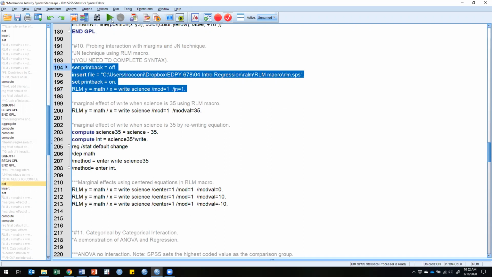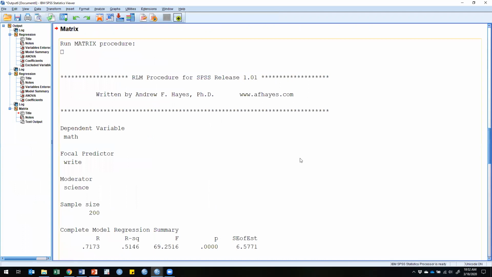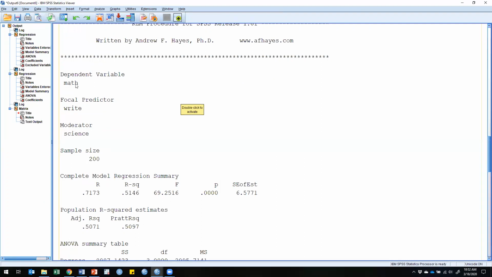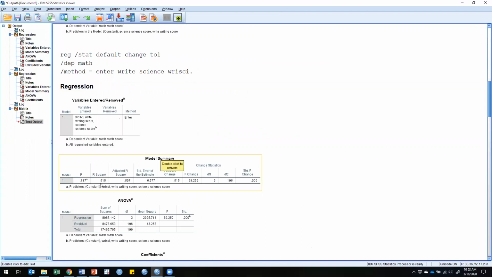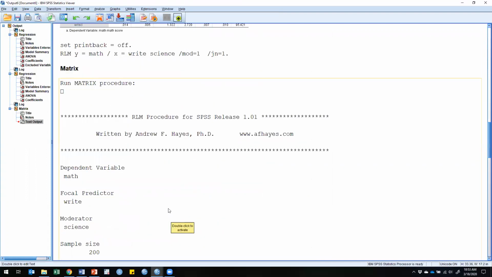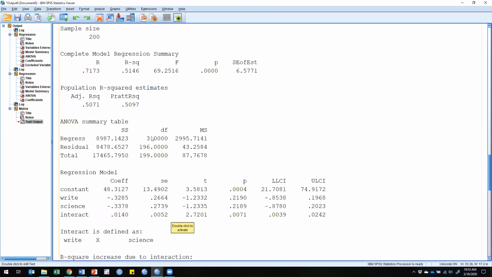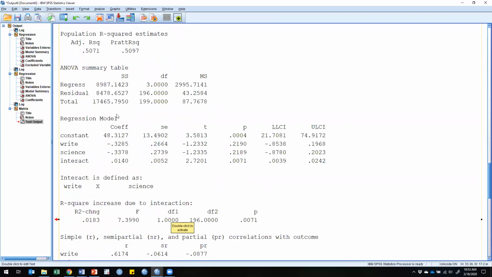So we could run the analysis here, and you'll get this output. We can check our dependent variable is math, our focal predictor is writing, and our moderator is science. If that's not what we want, we flip these in the syntax to flip which one is the focal and moderator. Here's our sample size. Notice we get the same R squared value, the same F test that we got before. So that's our R squared value. There's our F test. This is the same one that we have printed here. Same model summary table. Same regression output statistics.